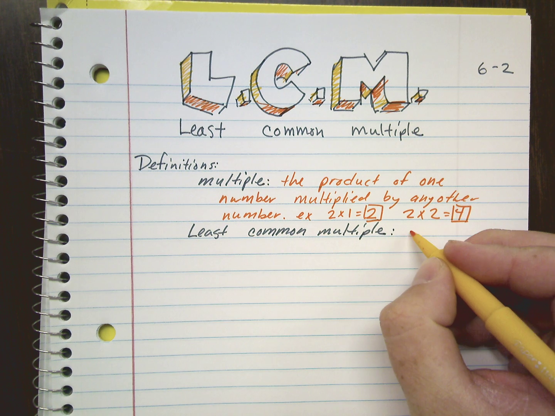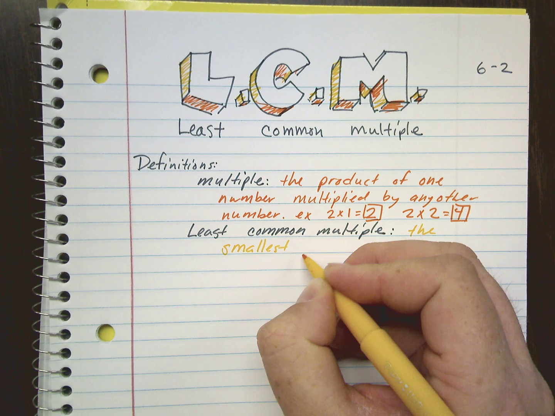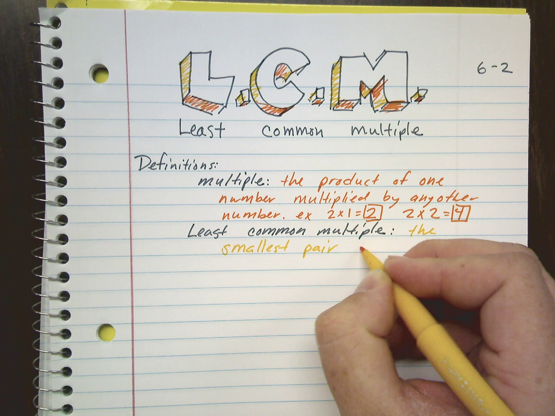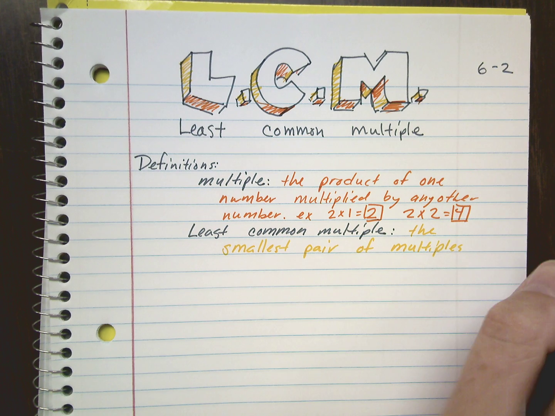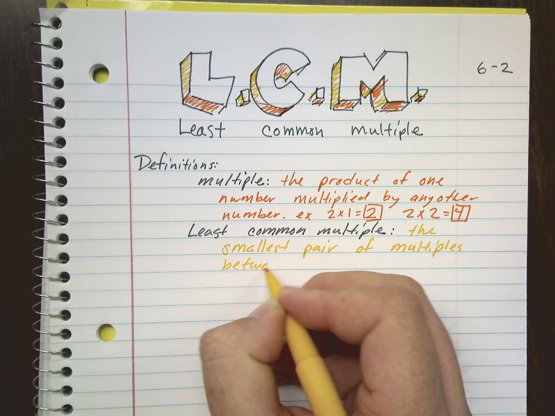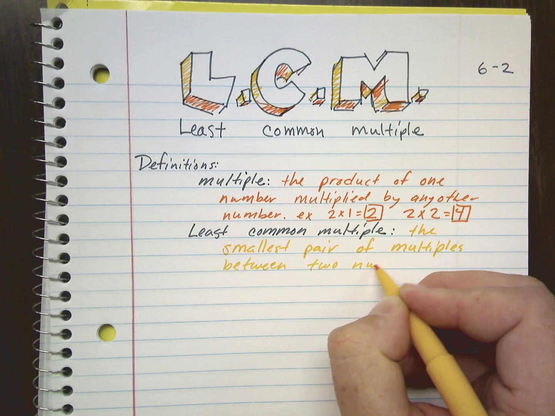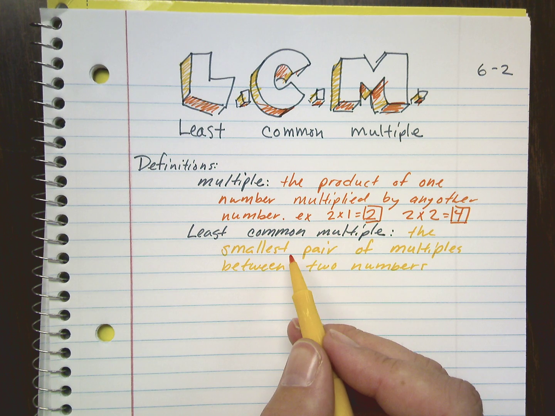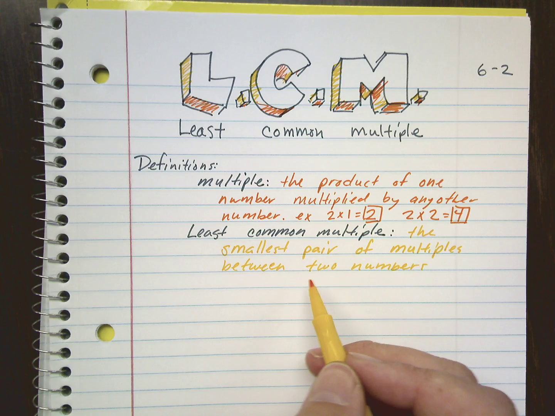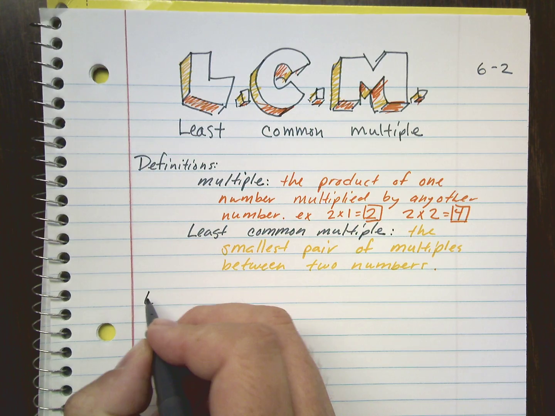So least common multiple is the smallest pair of multiples between two numbers. Now, when I say pair, you can actually have least common multiple with more than 2 numbers, but for now we're just going to be using 2 numbers. Alright, so the next one we're going to do is we're actually going to show you some examples of how this works.